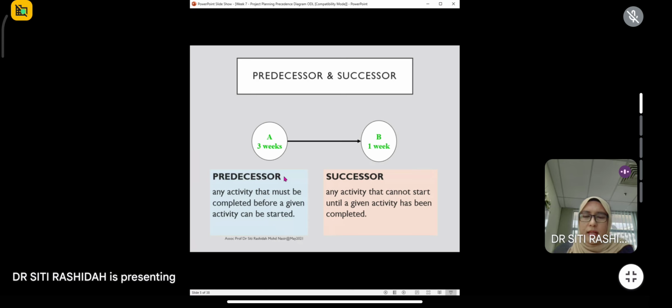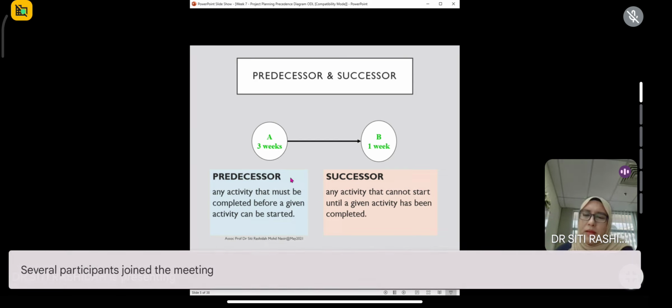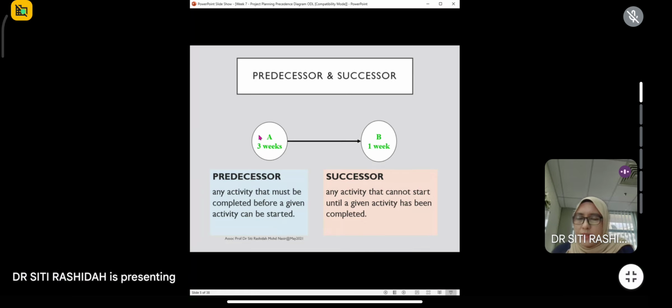Okay, so kenapa you kena tahu what is predecessor and successor? Because in the calculation dia akan sebut situ predecessor or precedence. Precedence maksudnya sebelumnya adalah activity A, for example, in this example.